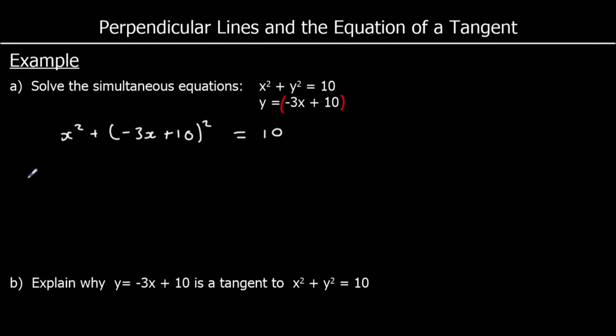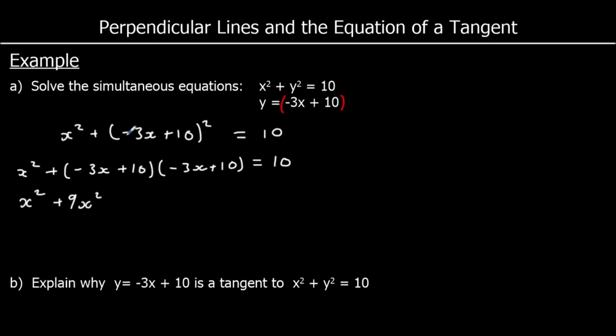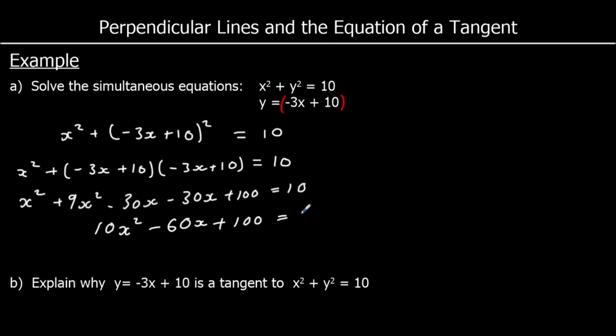So we're going to expand these brackets. So it's x squared plus (-3x plus 10) times (-3x plus 10). Squared means multiplied by itself. So expand the brackets. -3x times -3x is positive 9x squared. -3x times 10 is -30x. 10 times -3x is -30x as well. And 10 tens make 100. So collecting like terms, x squared plus 9x squared is 10x squared. -30x take away 30x is -60x. And we've got plus 100 equals 10.